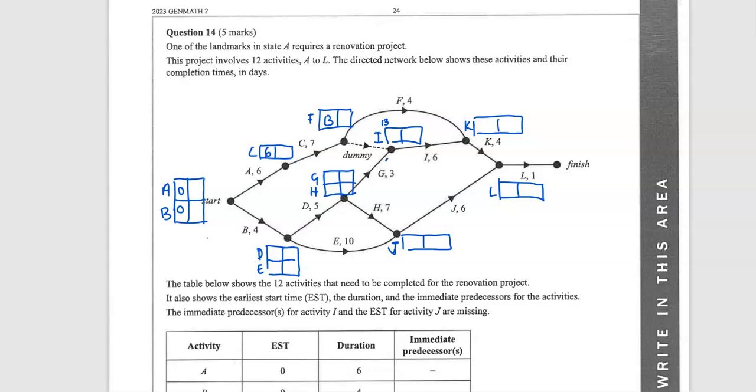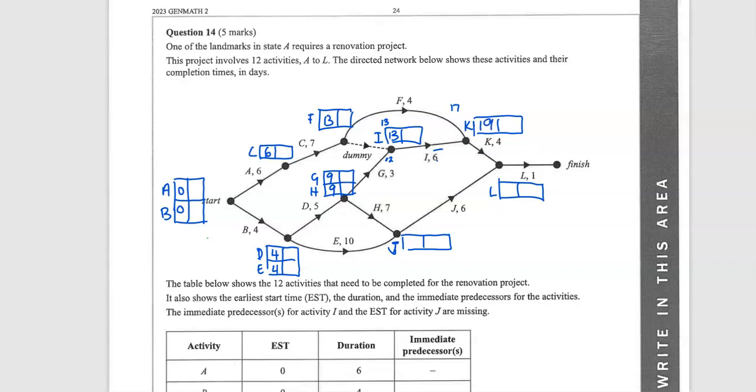So if I go along B, D and E is 4. Now D, 4 plus 5 is 9. So here we've got 9 for G and H. Now 9 plus 3 is 12 here, so 13 is the bigger one, so I'll put 13 in. Now if I go via F to K, that would be 13 plus 4 is 17, or 13 plus 6 via I is 19, so that's the bigger one.